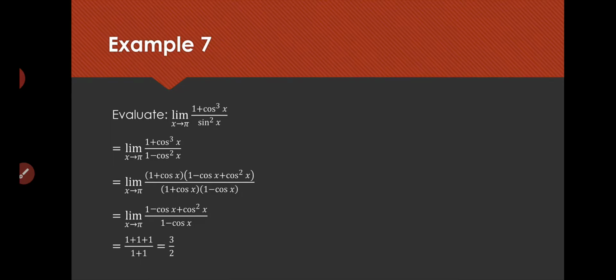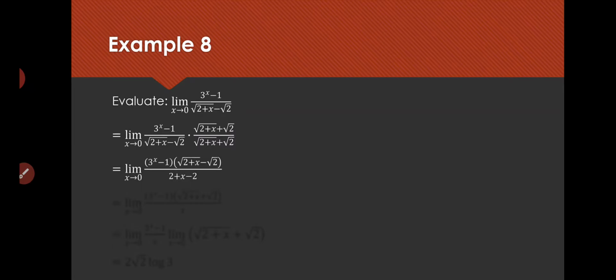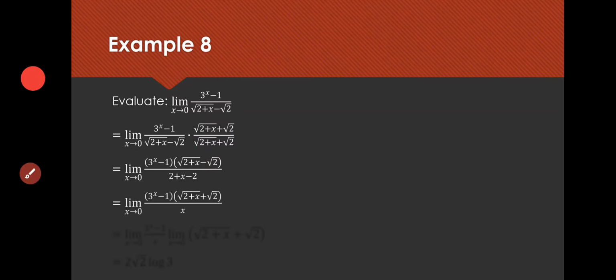And finally the last problem, problem number 8. Limit of (3 to the power x minus 1) by (root over 2 plus x minus root 2). Let me rationalize it once again. So after rationalizing the whole thing out, I get something like this: (3 to the power x minus 1) into (root over 2 plus x plus root 2). It should be plus. In the next step I have written it correctly actually. In this step I just forgot.